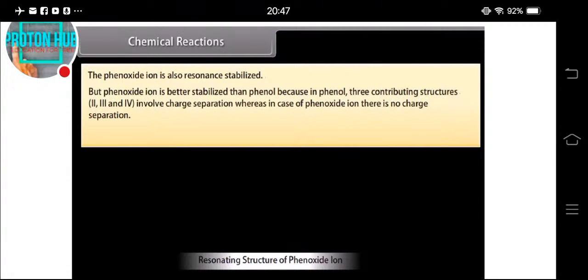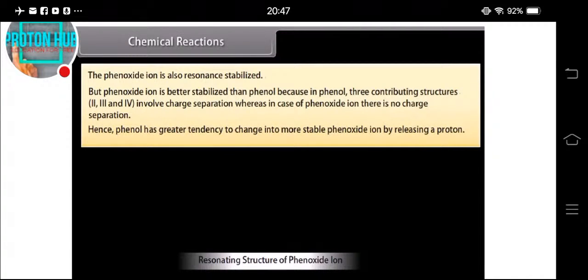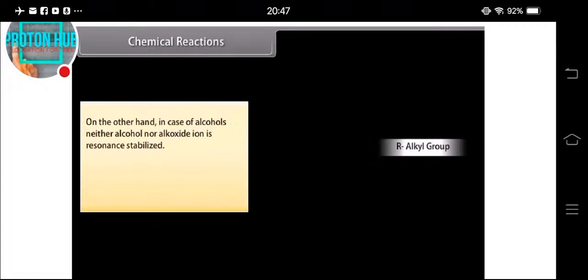But phenoxide ion is better stabilized than phenol because in phenol, three contributing structures that are second, third, and fourth involve charge separation, whereas in case of phenoxide ion, there is no charge separation. Hence, phenol has greater tendency to change into more stable phenoxide ion by releasing a proton. On the other hand, in case of alcohols, neither alcohol nor alkoxide ion is resonance stabilized. Thus, alcohols have negligible tendency to form alkoxide ion by releasing a proton.